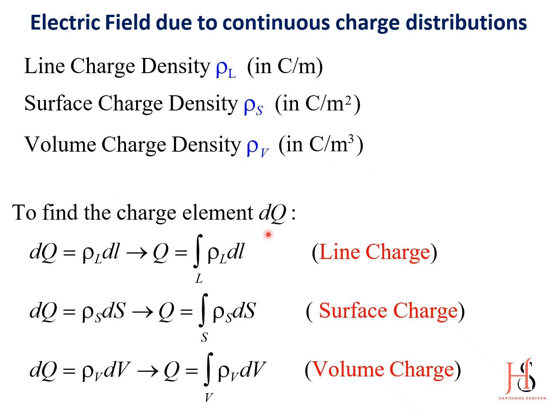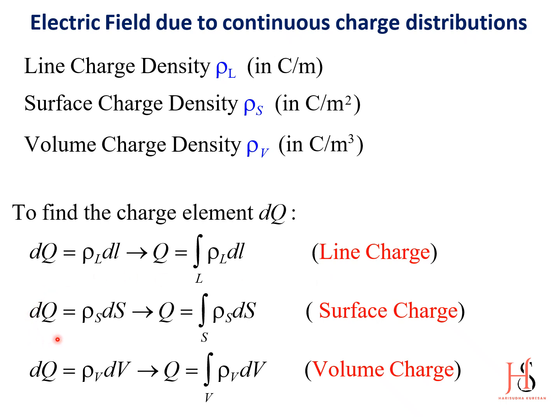To find the charge element dq, dq is equal to rho L into dl. So the differential charge dq is equal to rho L into dl for a line charge. If you want to remove this differential, we need to put an integration on the right-hand side. Therefore, Q is equal to integral over L of rho L into dl. So this is for the line charge.